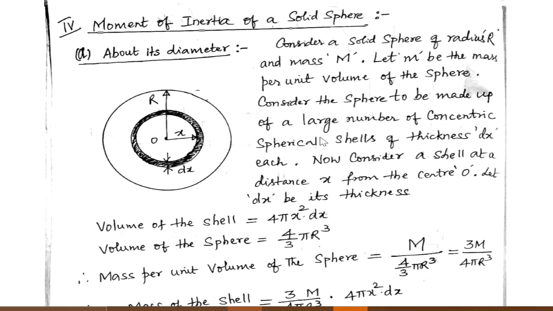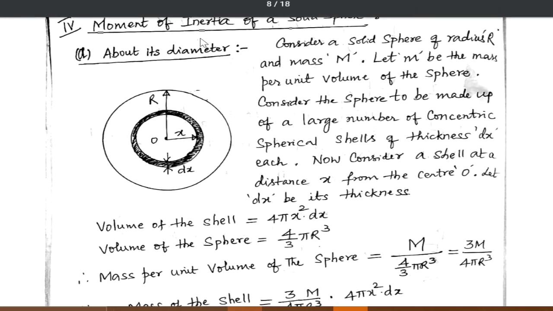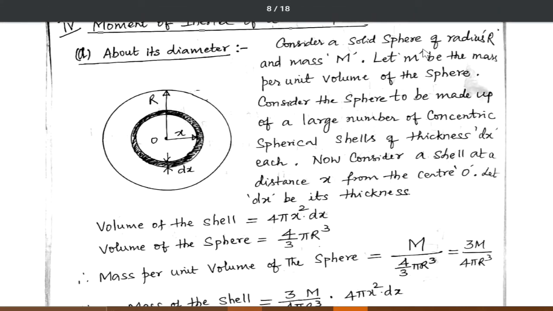Next, the fourth derivation is the moment of inertia of a solid sphere. Even here, we have many cases. First case, moment of inertia of a solid sphere about its diameter. Consider a solid sphere of radius r and mass m as shown in the figure. So the radius is r, mass is m.